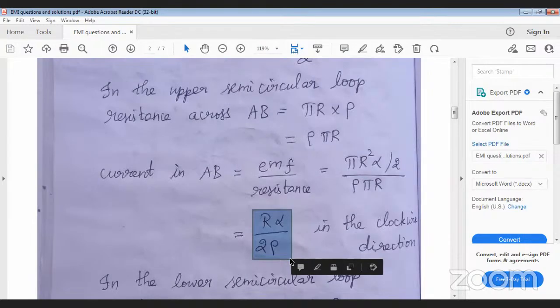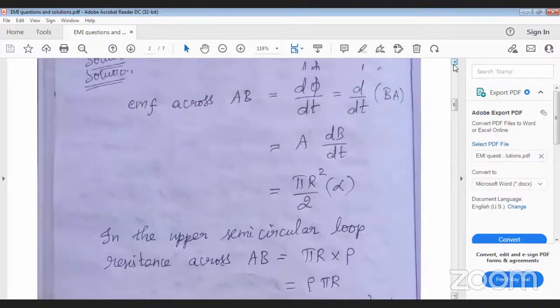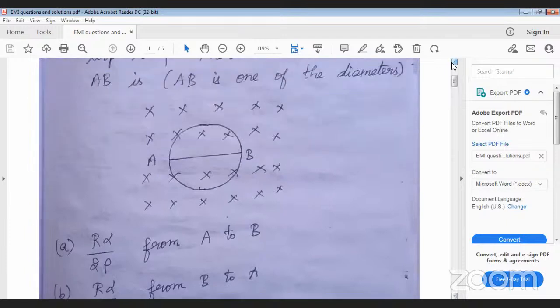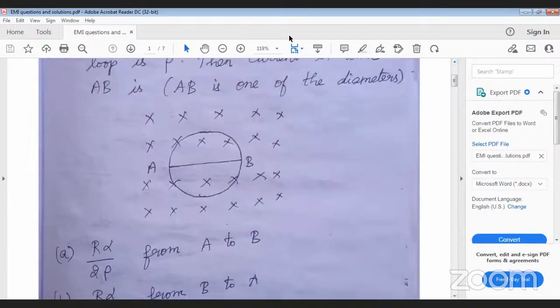So this is the current in the portion of the wire AB due to the upper semicircular portion of the circle. This current is in the clockwise direction. Let me show it here. So here you can see it is in the clockwise direction, like this.